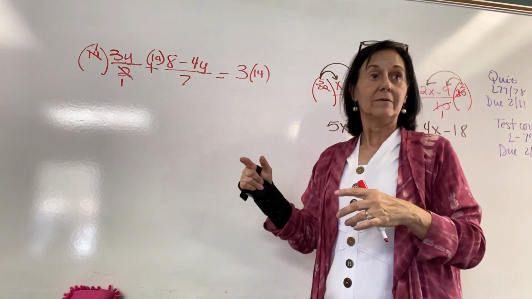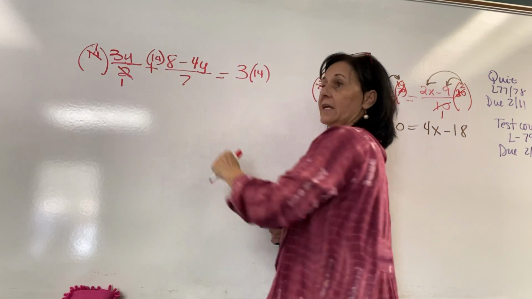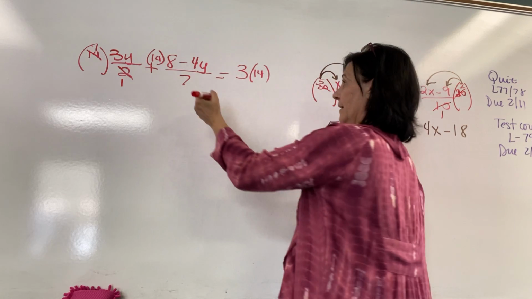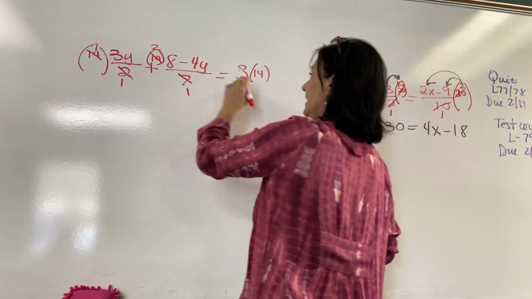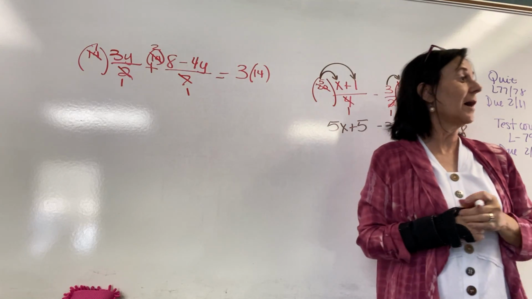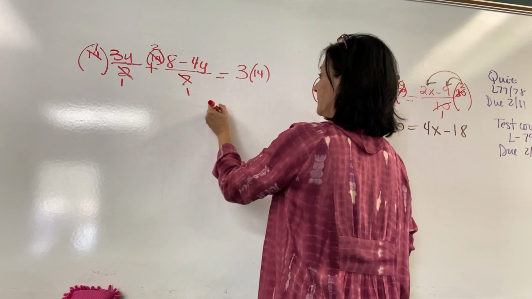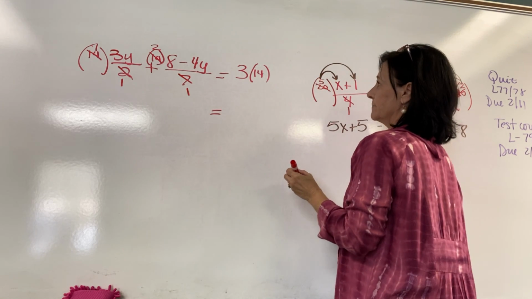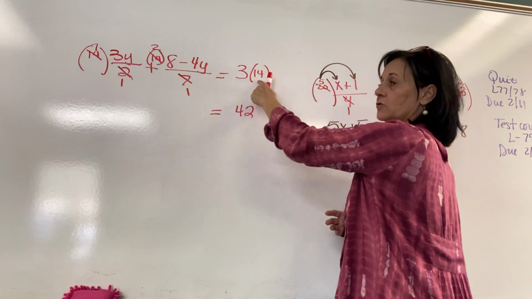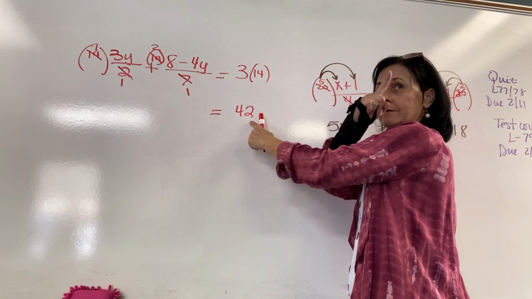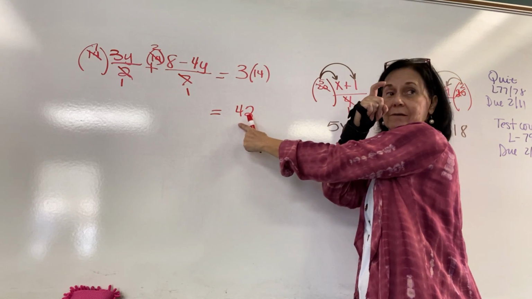All right, now I've simplified that 14. I look at the 7 and the 14. 7 goes into 7 once and into 14 twice. This one I can't simplify. There's no denominator. So I'm just going to be multiplying 14. What is 3 times 14? 42, because 3 times 4 is 12, carry my 1, 3 times 1 is 3, and 1 more is 4.